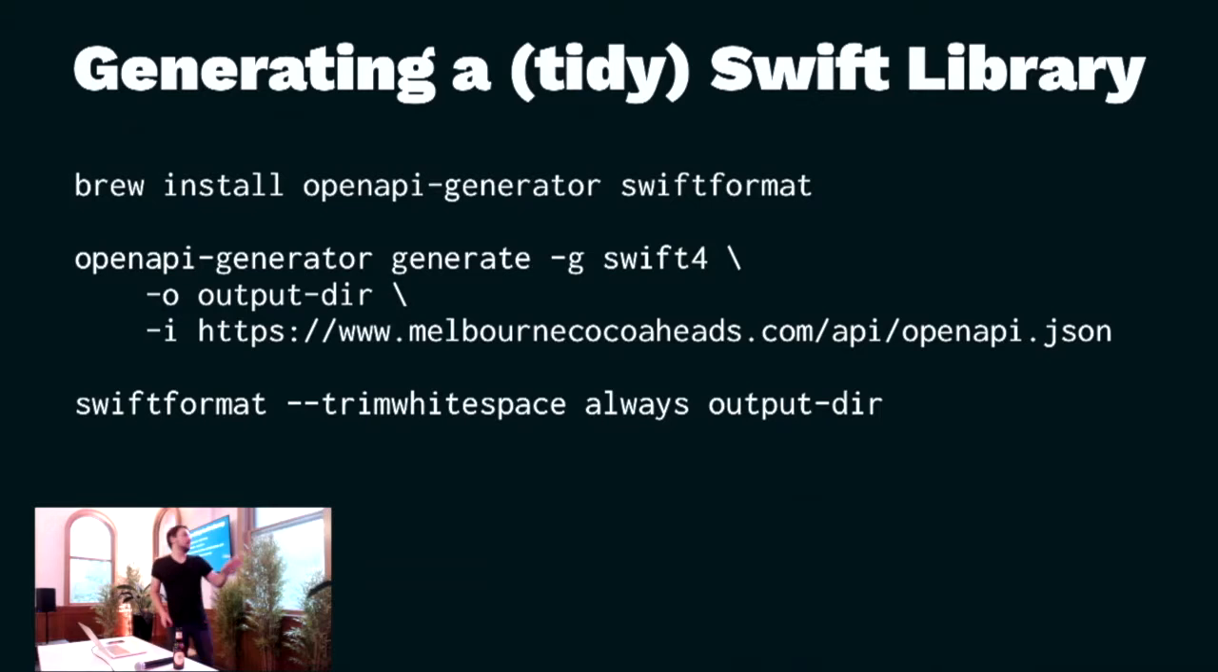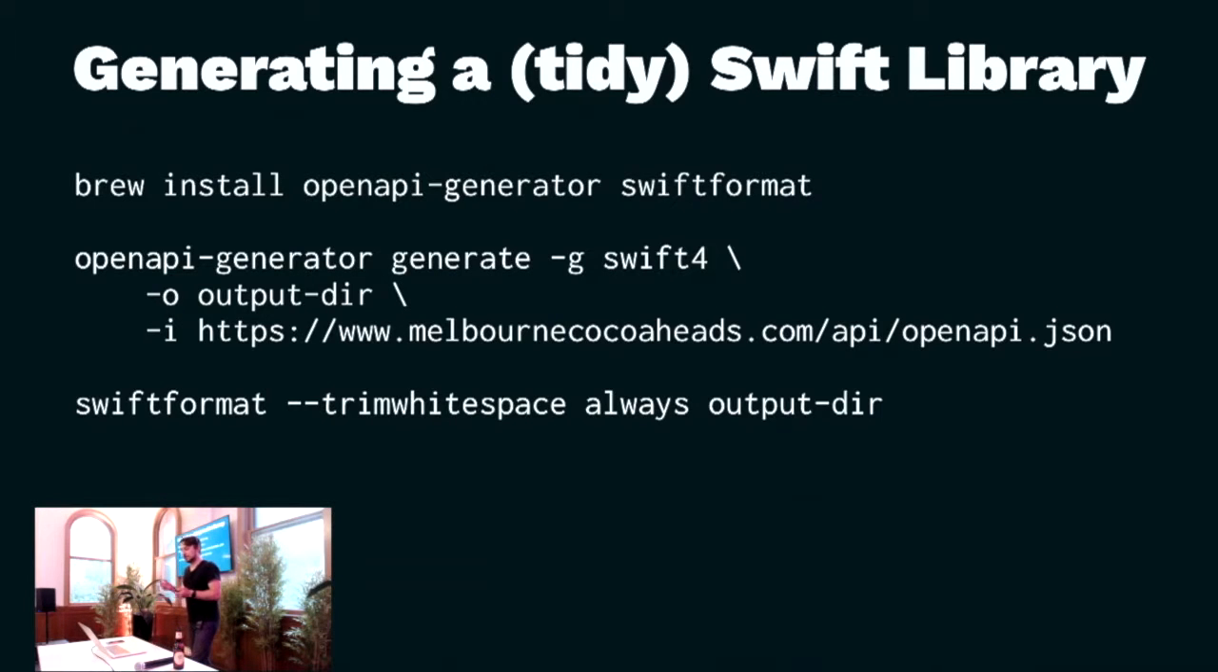So it's actually great. So you take OpenAPI generator. The generator is Swift 4. It also supports Swift 3 and Swift 2 for now, for just legacy's sake. You can give it an output directory or use the current directory, so it'll just put it where you are now or in a directory. And you just point to the API or the OpenAPI JSON file. Then you pipe it through Swift format and trim the white space, and you've actually got everything you need.